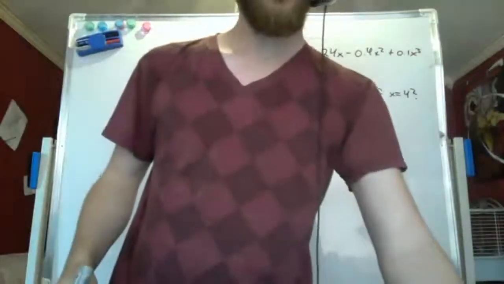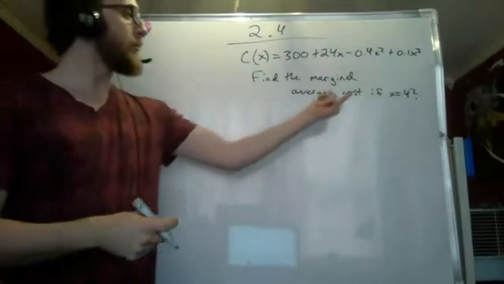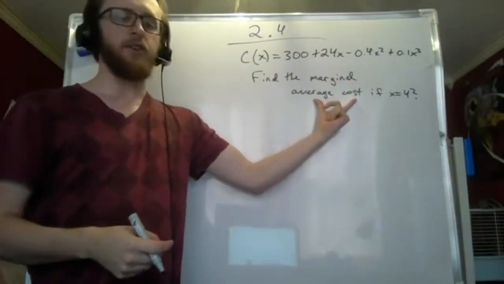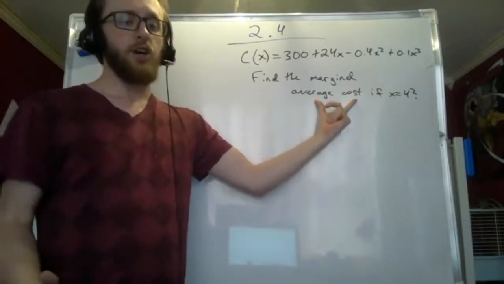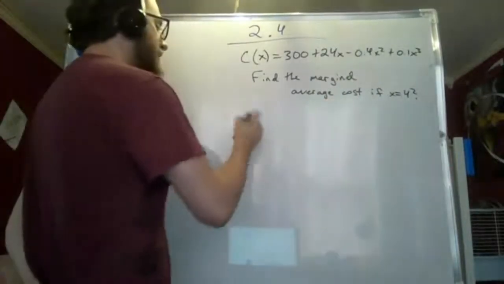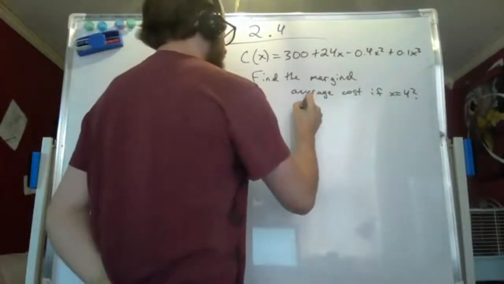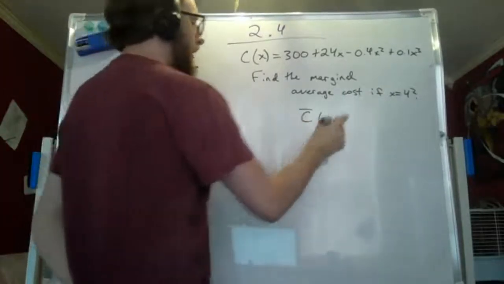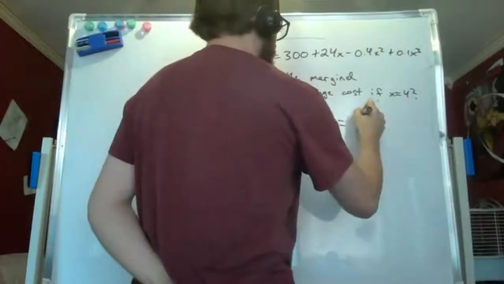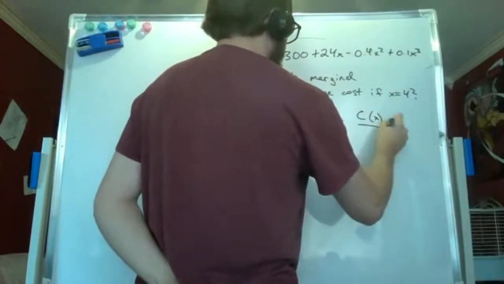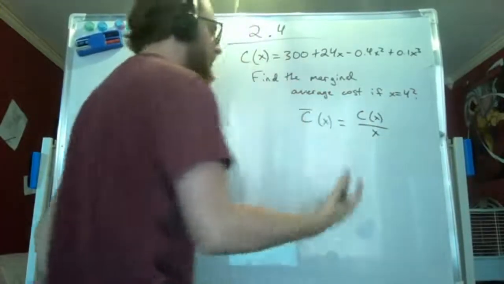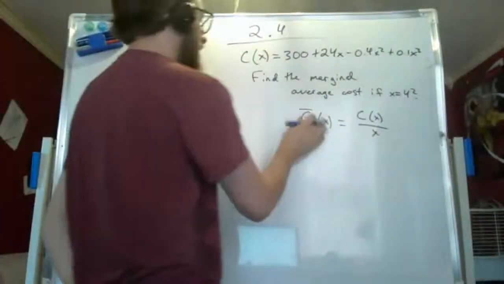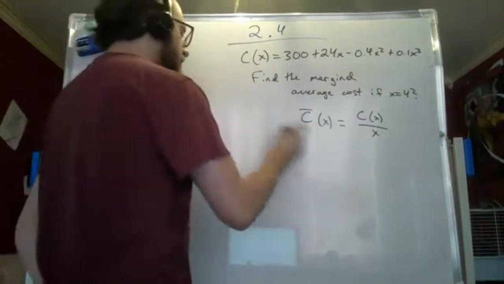So marginal average cost. Based on marginal, we already know we're looking for a derivative. So we move on to the next keyword, average cost. Well, what is average cost? Recall that average cost we write as this C bar with the bar on top. C bar of x is equal to our total cost divided by x, the total number of units we're trying to sell. So this is what we need to do in order to find our average cost function. So let's go ahead and do that.